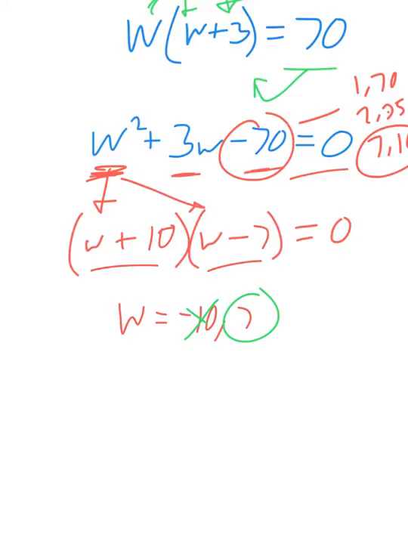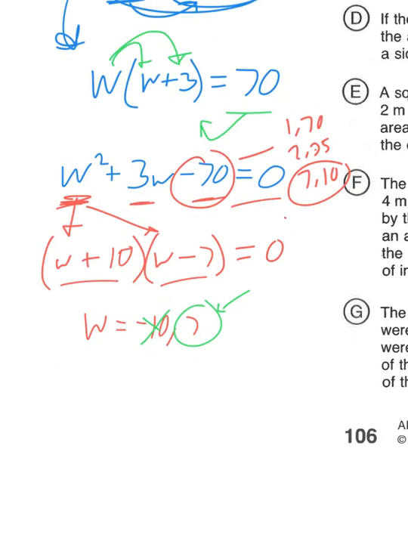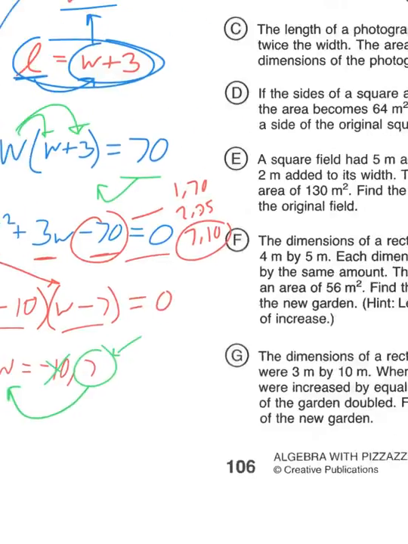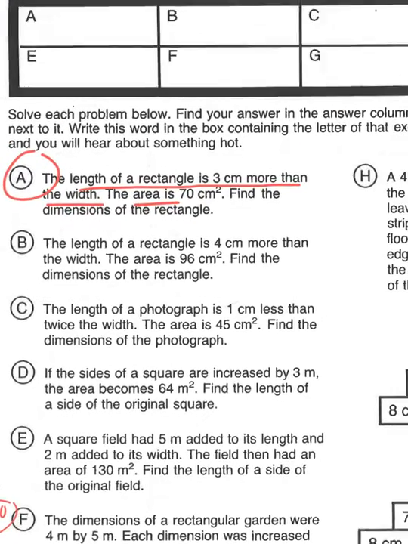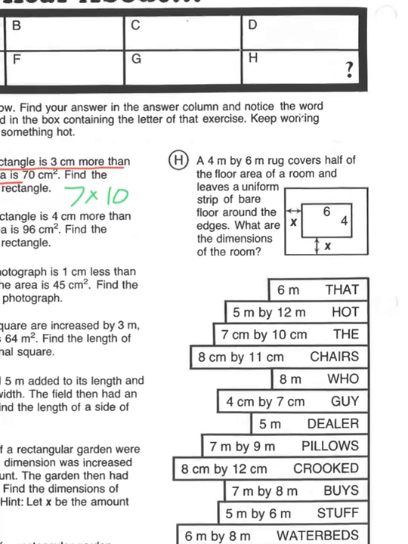Again, sometimes both answers will make sense, or sometimes even none of the answers will make sense. In this case, it is just the one. 7 is going to be the answer for my width. Remember, I solved for W, that's why I labeled it like that. So 7 is the width, and the length was 3 more than that, so it's a 7 by 10 rectangle.